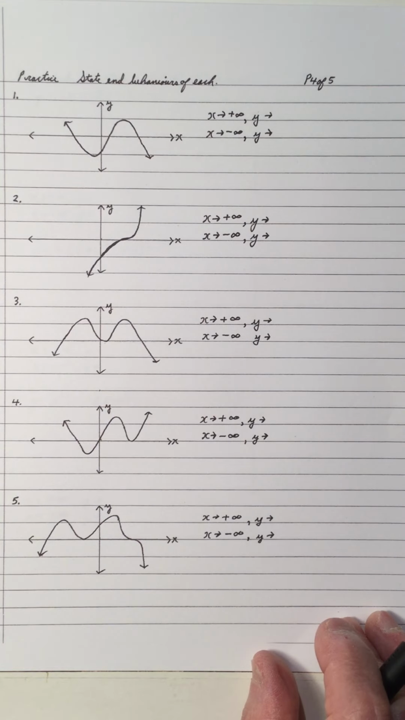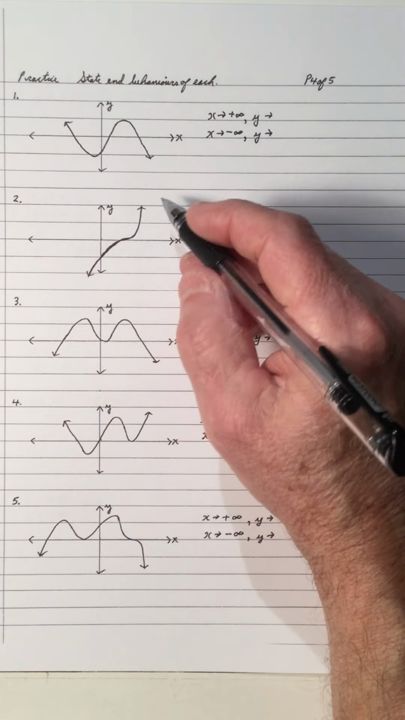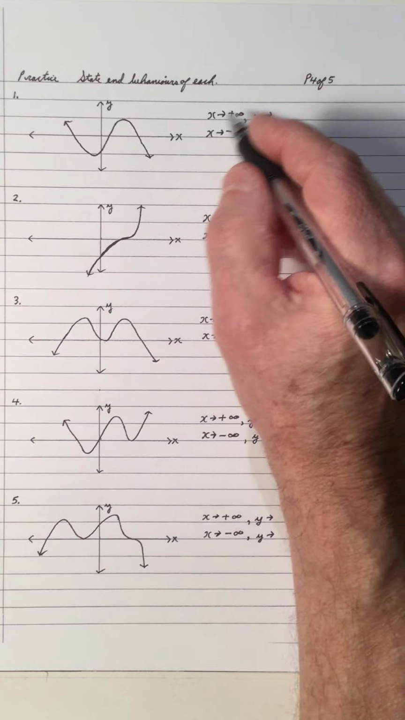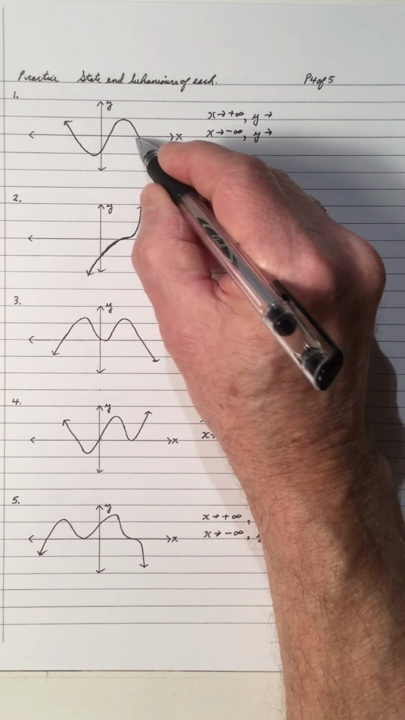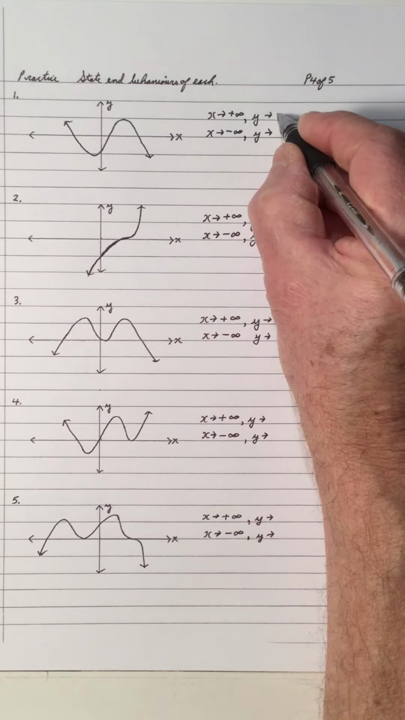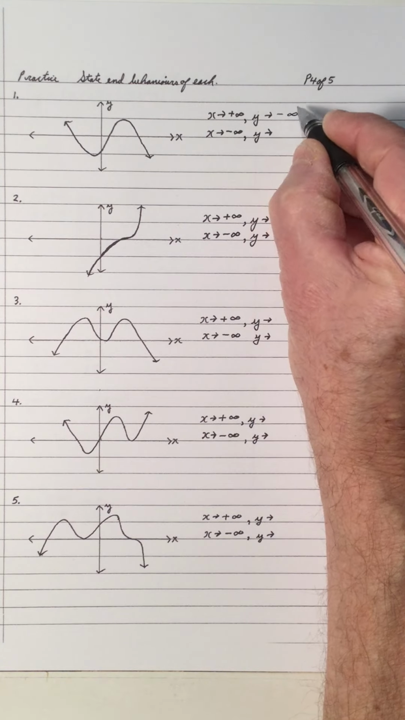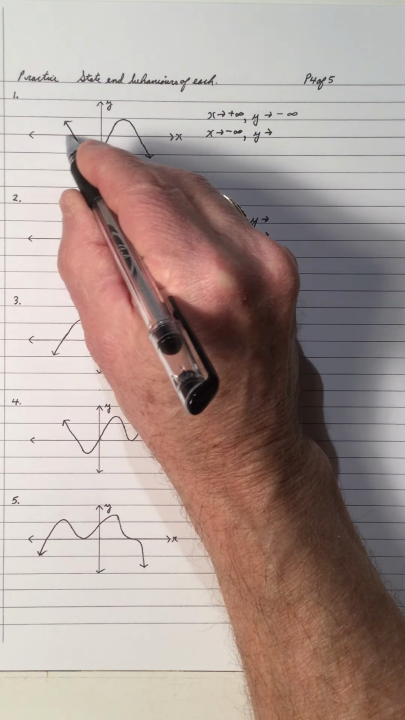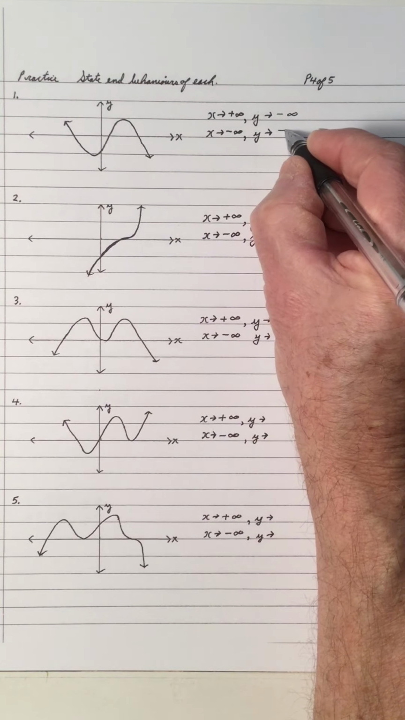Okay, let's do some practice. State the end behavior of each. So we have 5 here on this page. As x goes to positive infinity, y is going down, so it's negative infinity. As x is going to negative infinity, the y values here are going up, so that's positive infinity.